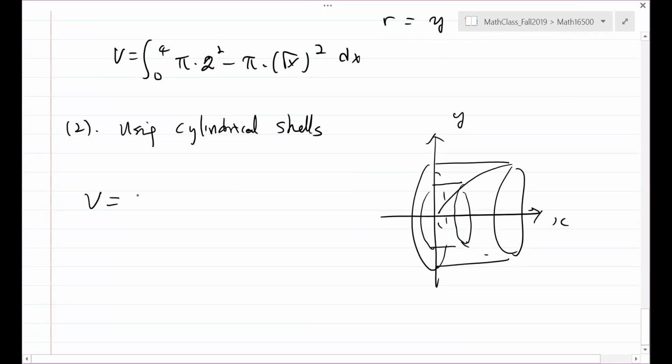Okay, so the volume is going to be the integral of A(r) dr, right? This is r. The question is, how can I figure it out, right? So use a reference point x and y. My r is the y value.